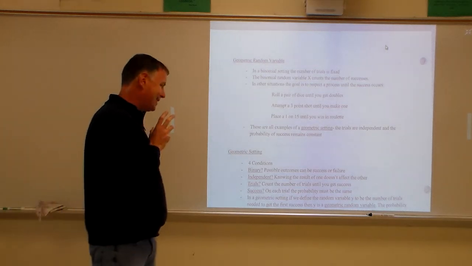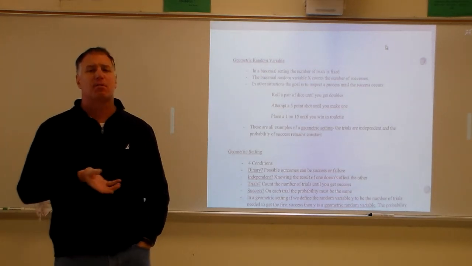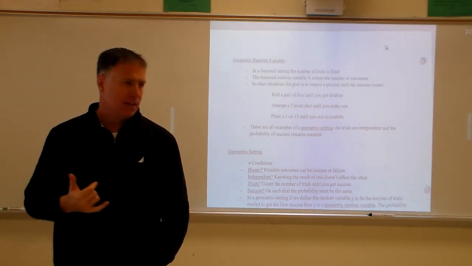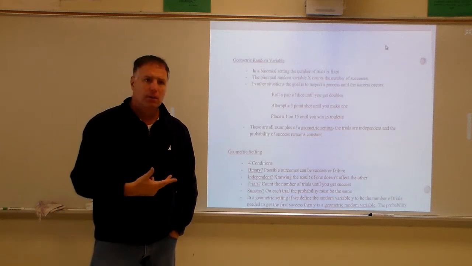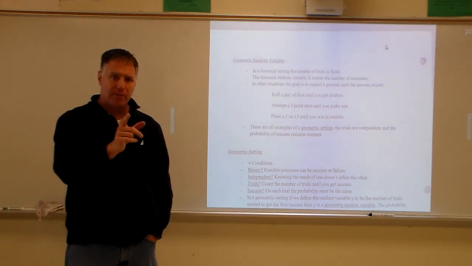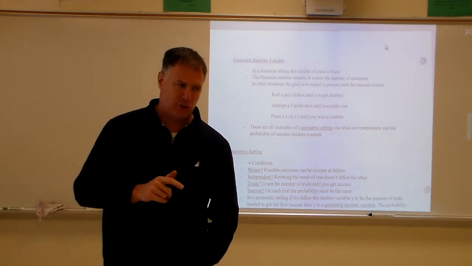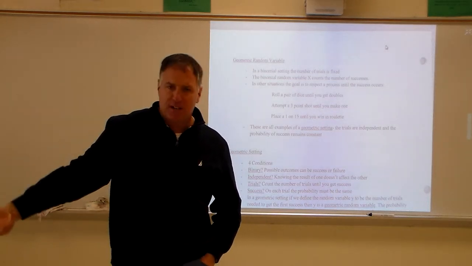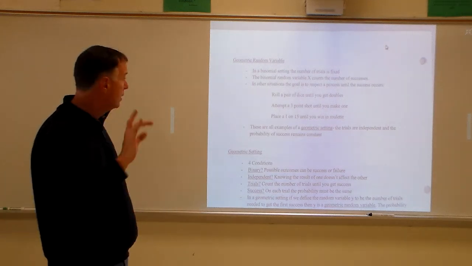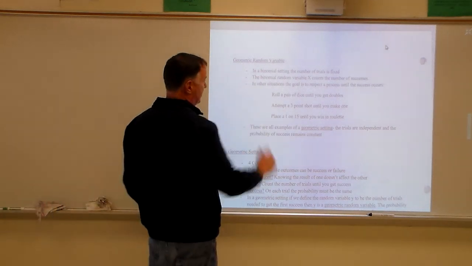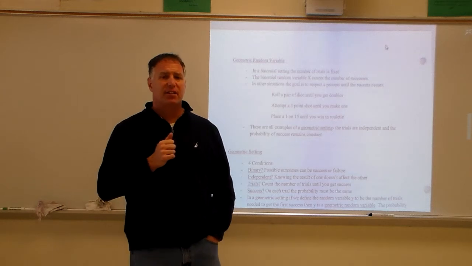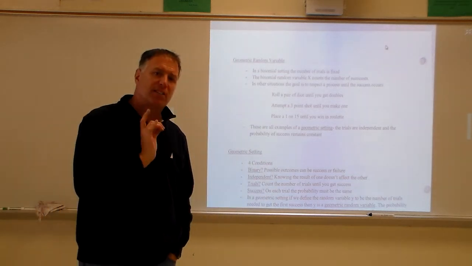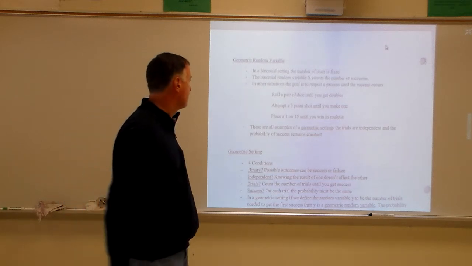Now, the geometric is different. It has some things that are similar. Okay, we still have to be binary. We still have to be independent. The success rate is still the same. However, with a geometric distribution, you're looking to find the first time something happens, okay? So, in a binomial setting, the number of trials is fixed. They tell you ahead of time, n equals something, okay? Here, we're trying to do it until we find the first success, okay?